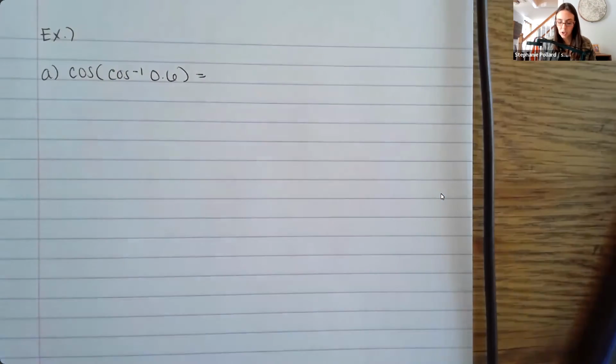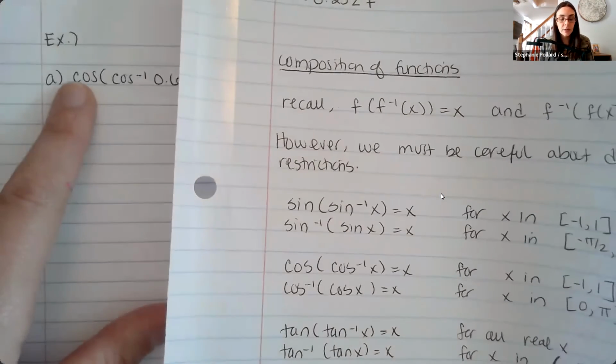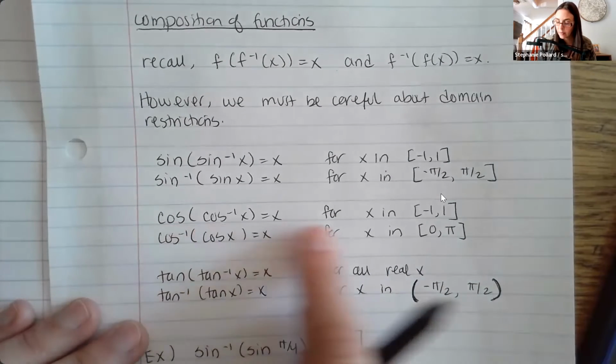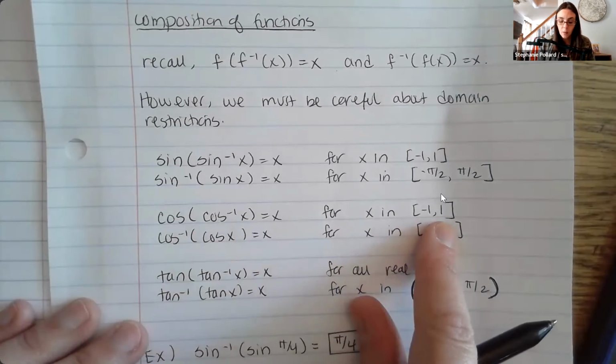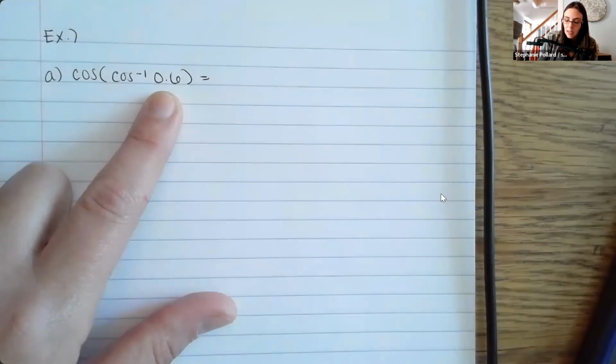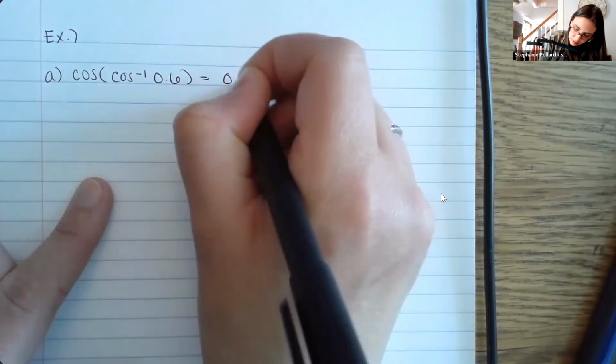So if I go back to my sheet here, I see cosine is first. So cosine inverse does cancel if your x value is between -1 and 1. Well, my x value is 0.6 here, which is fine. So this is a nice, easy one. And my answer is just going to be 0.6.